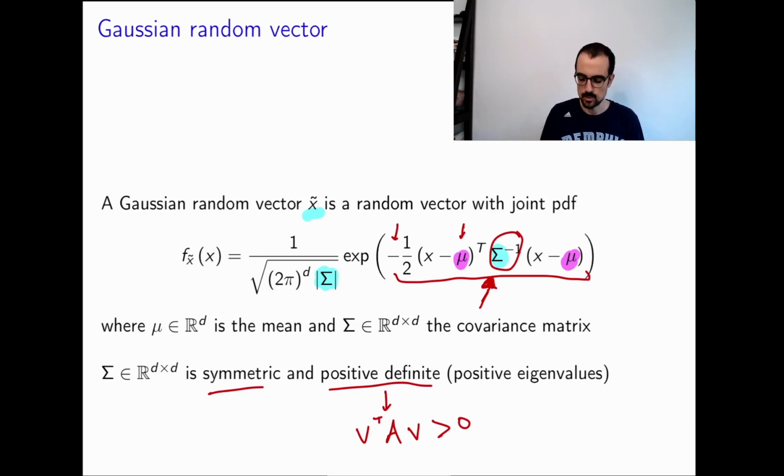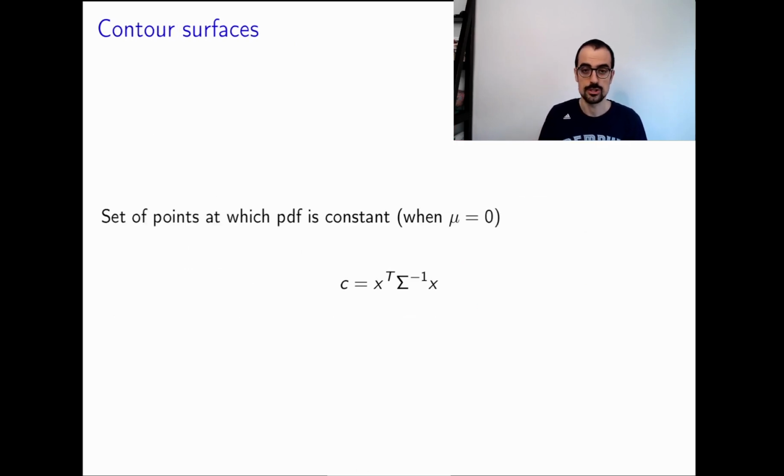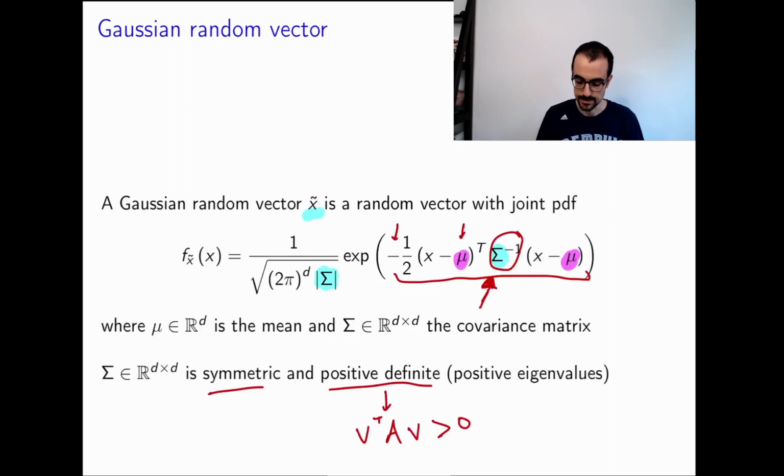But what's the shape of this decay? This is not completely obvious. In order to study how the density decays depending on sigma, we're going to study the contour surfaces of the density. What do I mean by contour surfaces? We already saw when we were visualizing densities in 2D, we looked at the contour lines. So contour surfaces are the same thing, but in D dimensions.